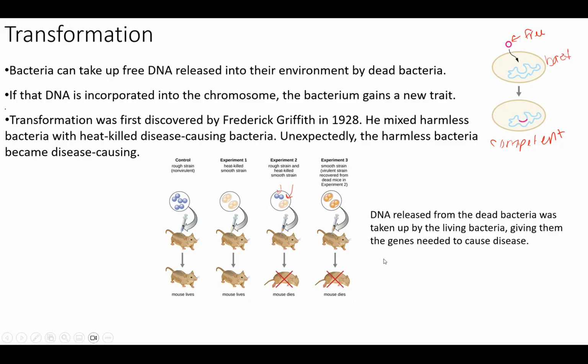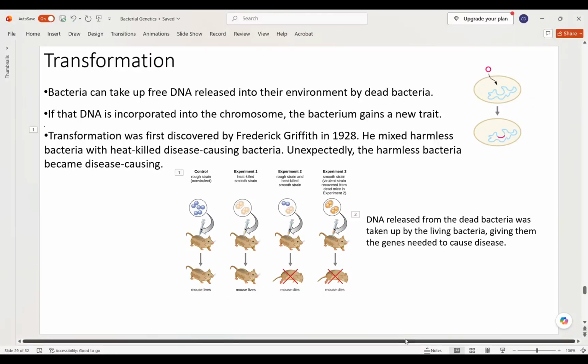All right, so essentially, the take home message from that was that the DNA was released from the heat killed smooth strain and was taken up by the living non-virulent R strain, and it gave them the genes they needed to cause disease.